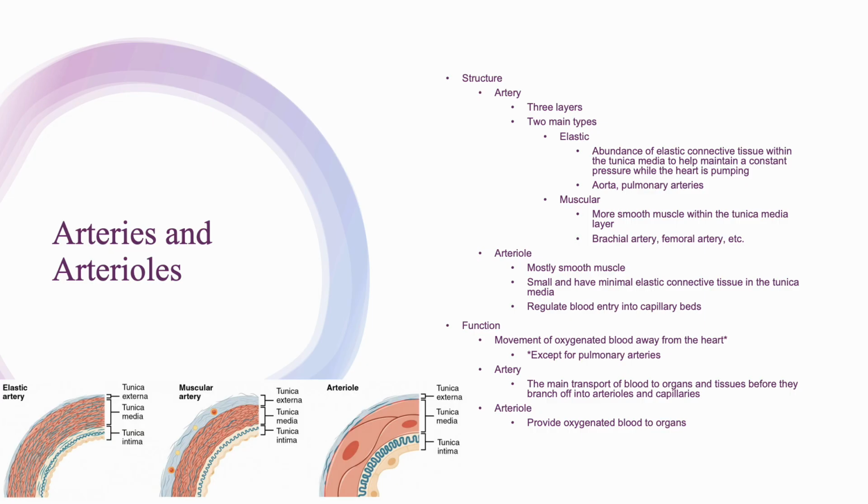Arterioles are the smallest branches of arteries. They contain mostly smooth muscle and very little elastic connective tissue. Arterioles are especially important since they regulate resistance and control blood flow into capillary beds. Because of this role, arterioles are considered major resistance vessels in the circulatory system.